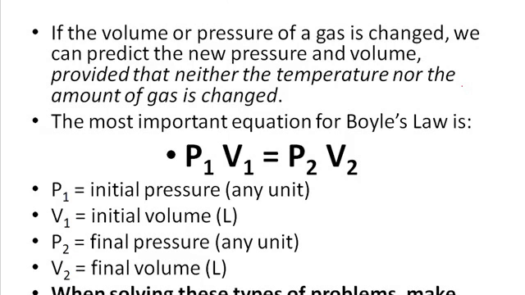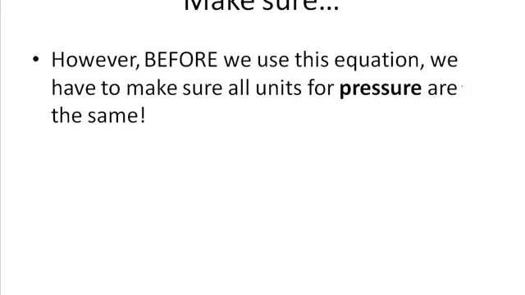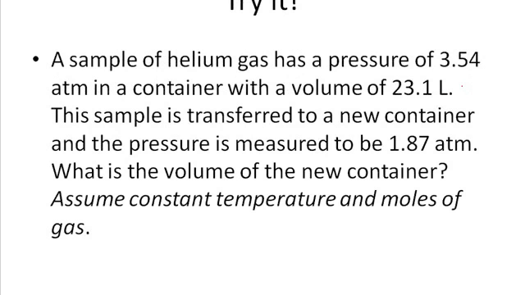When you solve these types of problems, you need to make sure you define all variables. And before you even start putting in numbers for this equation, you need to make sure that your pressure units are the same. So go ahead and try this problem. A sample of helium gas has a pressure of 3.54 atmospheres in a container with a volume of 23.1 liters. The sample is transferred to a new container and the pressure is measured to be 1.87 atmospheres. What is the volume of the new container?